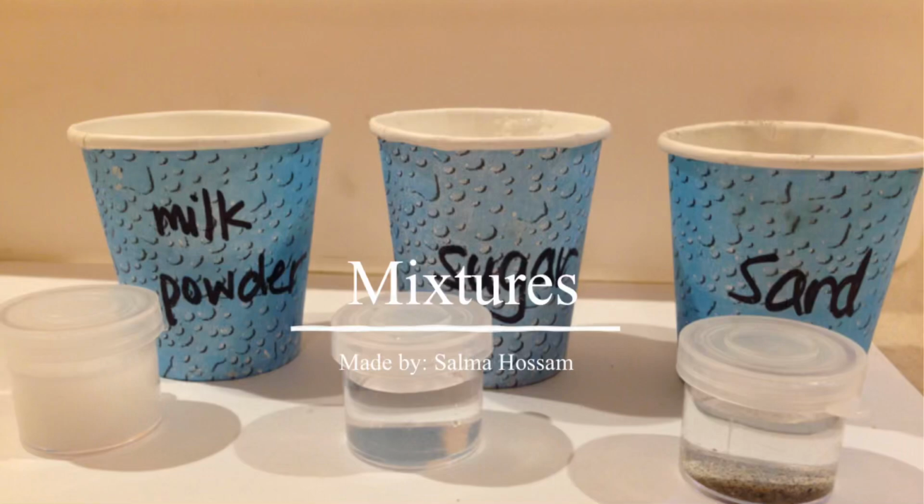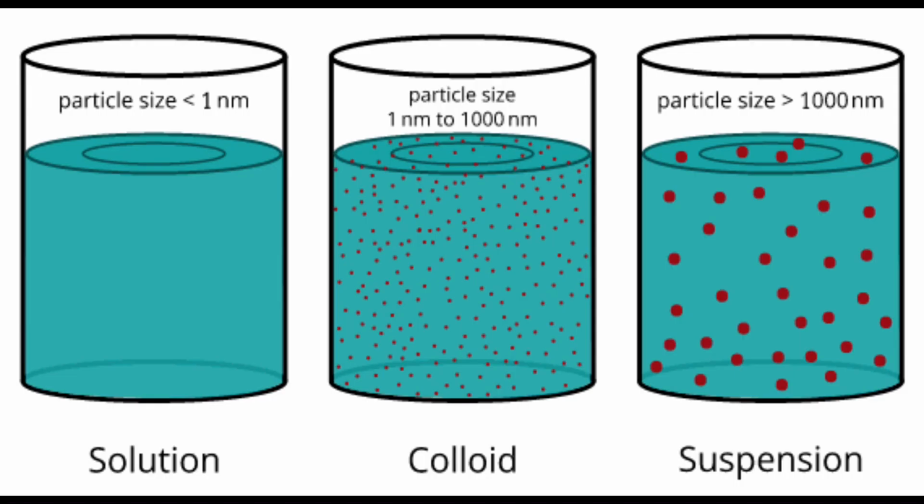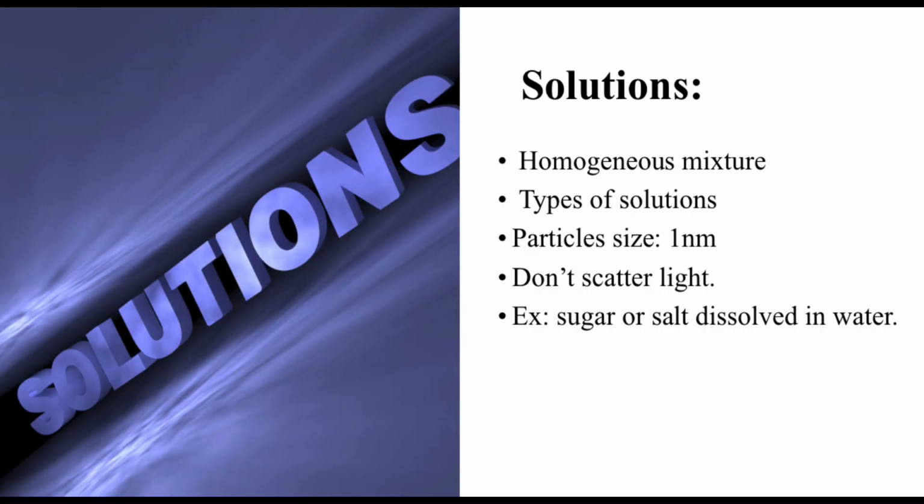Today we will talk about mixtures. There are three types of mixtures: solution, colloid, and suspension. Now we will talk about solution. Solution is a homogeneous mixture of one or more solutes dissolved in a solvent. Solvent is the substance in which a solute dissolves to produce a homogeneous mixture. Solute is the substance that dissolves in the solvent to produce a homogeneous mixture.